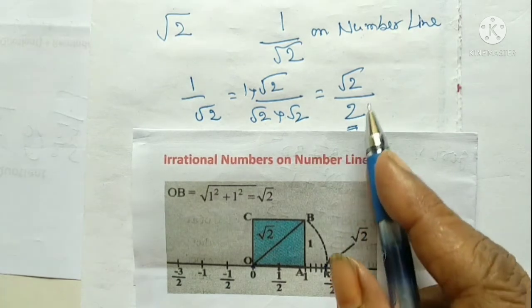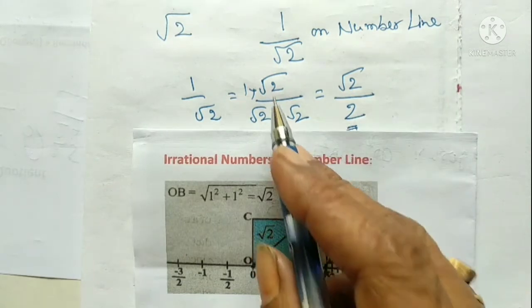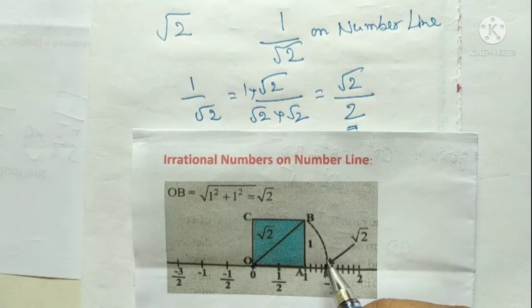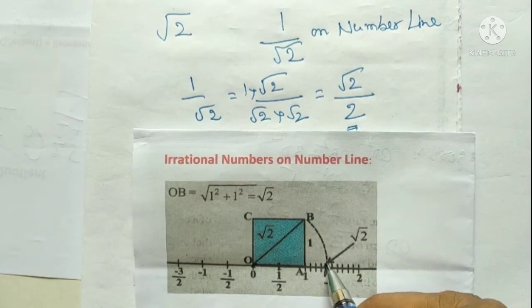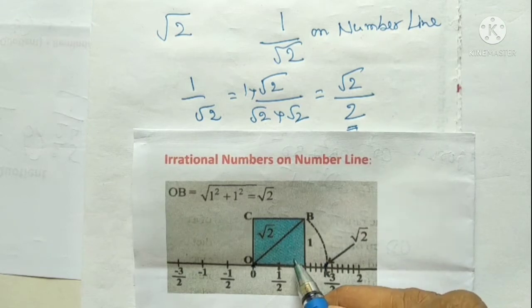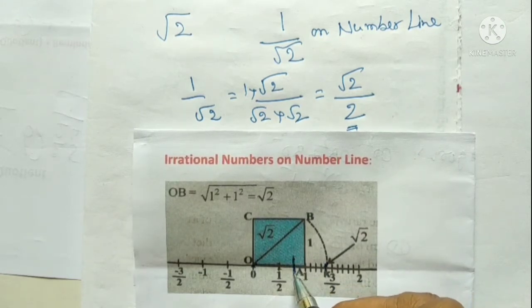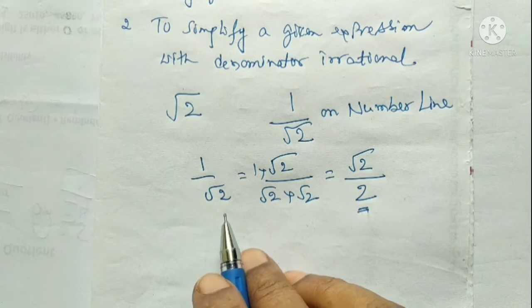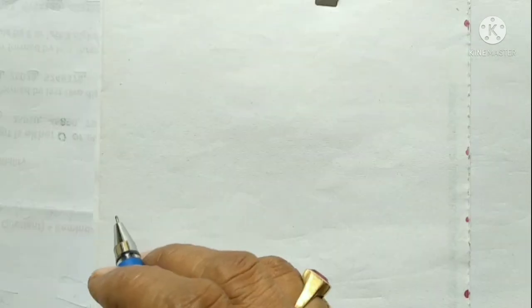So how to locate root 2 by 2? 1 by root 2 is equal to root 2 by 2. Root 2 by 2 means it is half of root 2, from 0 to the location of root 2, 50% of this number. So for us, it is not difficult to locate 1 by root 2 on the number line. Now we understood the importance of rationalization of the denominator.